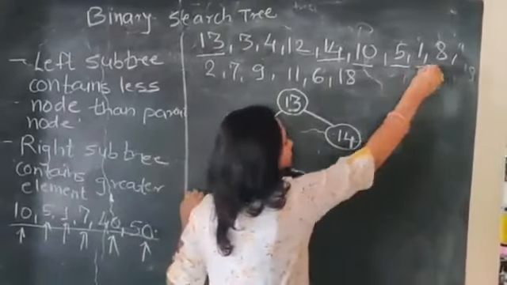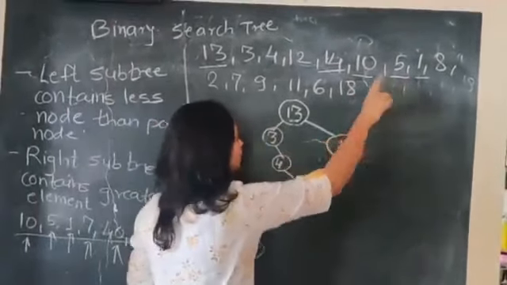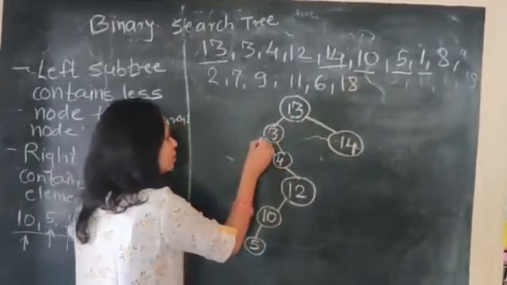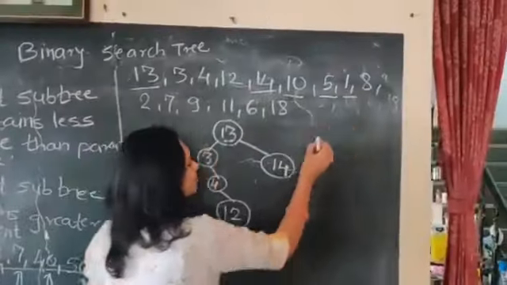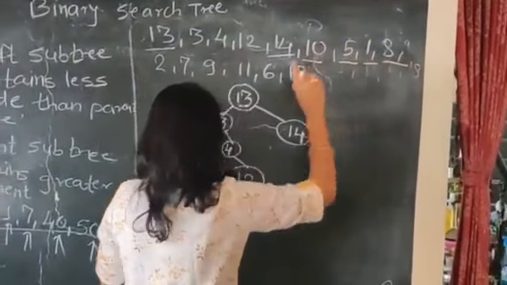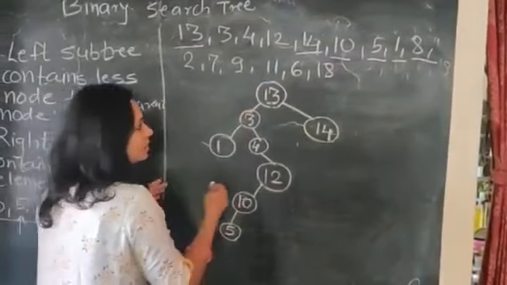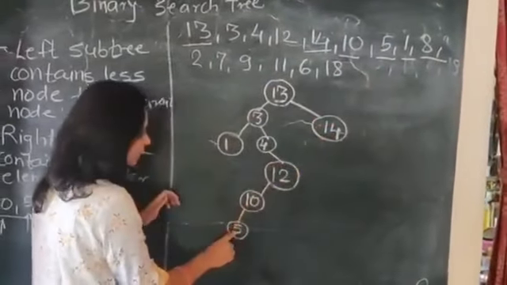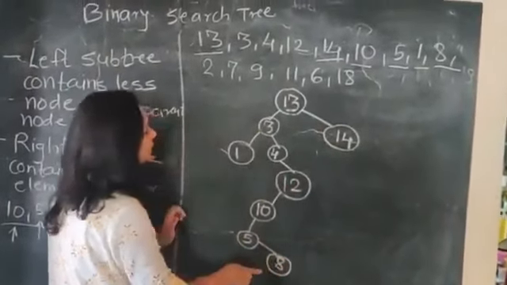Next is 1. 1 is also smaller than 13. But 1 is also smaller than 3. So you will keep 1 at the left hand side of 3. Next is 8. 8 is smaller than 13. So it will be again at the left hand side. But 8 is greater than 5. So you will keep 8 at the right hand side.